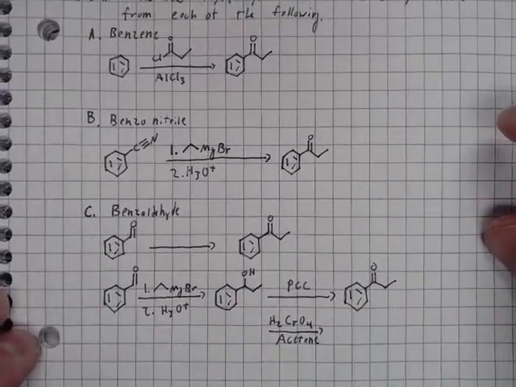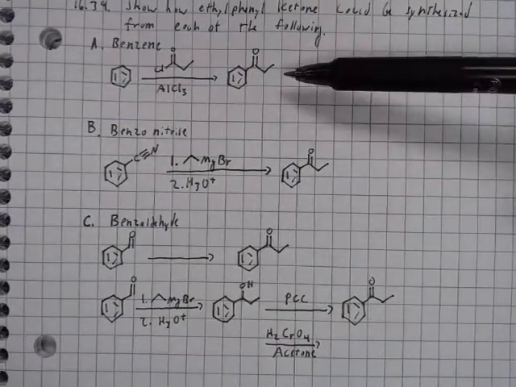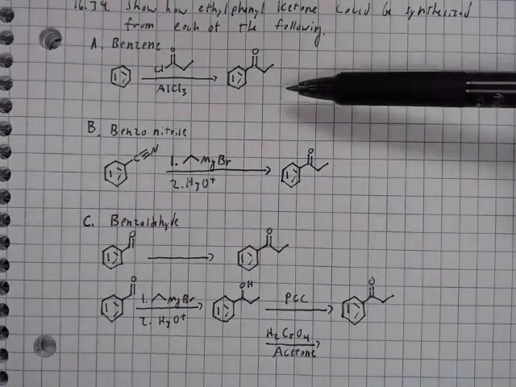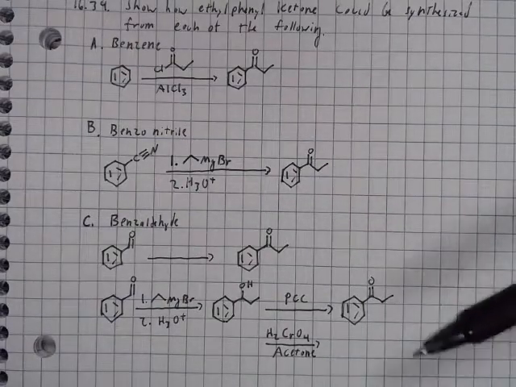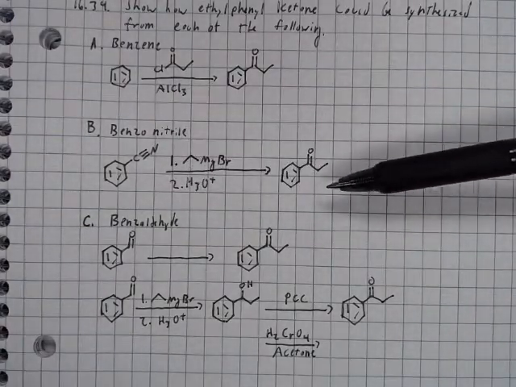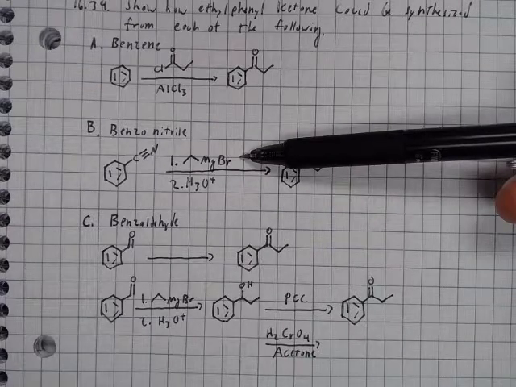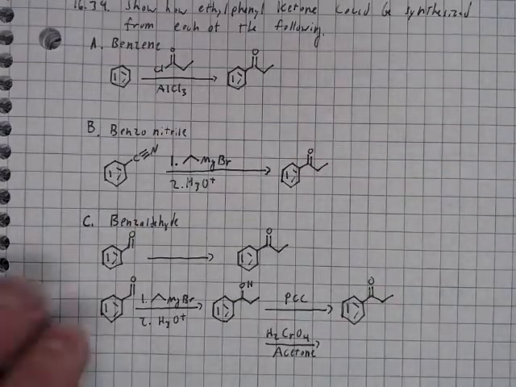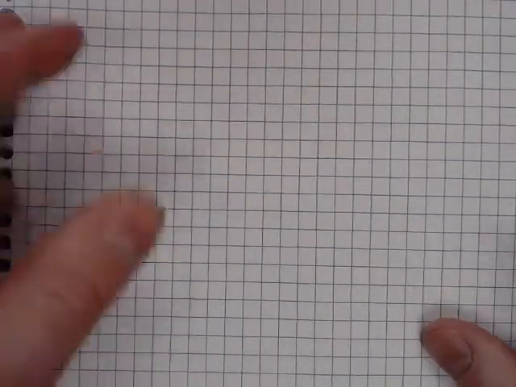So that gives us how to convert benzene, benzonitrile, and benzaldehyde to the ethyl phenylketone. This conversion of nitriles to carbonyls with Grignard reagent is useful to know. So we'll go ahead and move on to 16.35.